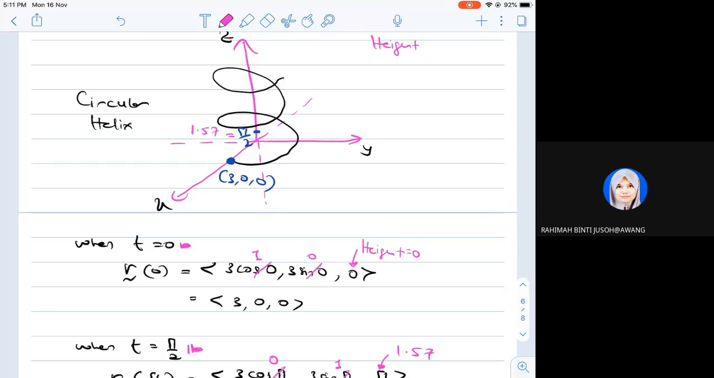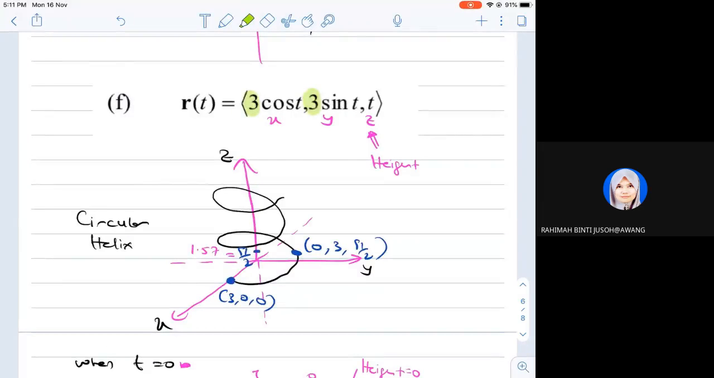It's a bit higher. Did you see just now? It goes up a bit. So the position of the second point should be here: 0, 3, pi over 2. Understand? Can you follow, guys? So when we keep increasing the values of T, that's why your circle keeps going higher, because the value of T is the height. So when you increase T, of course your graph should be higher. Did you understand this circular helix? Yes. Okay, good.